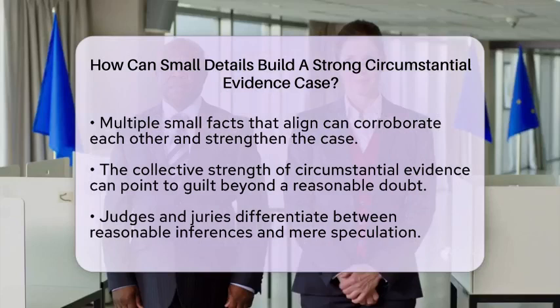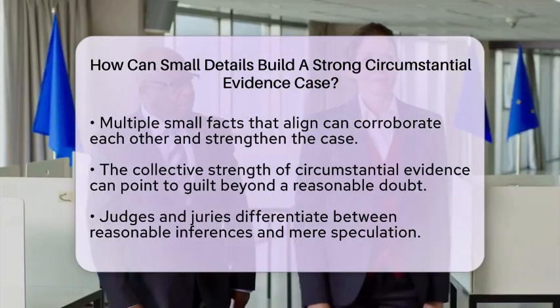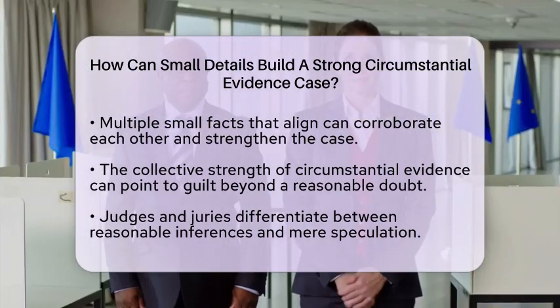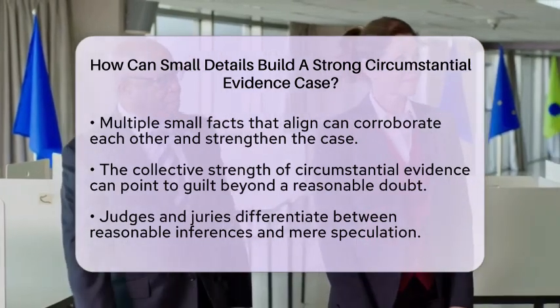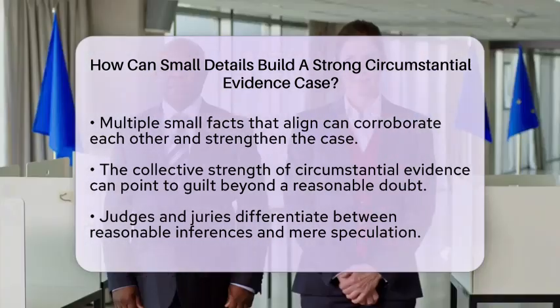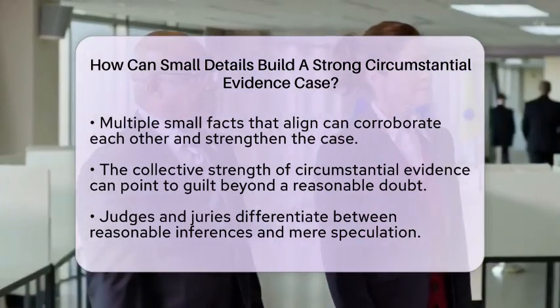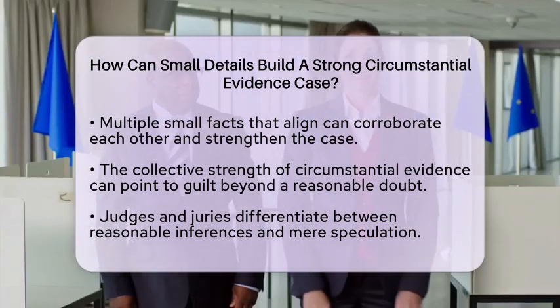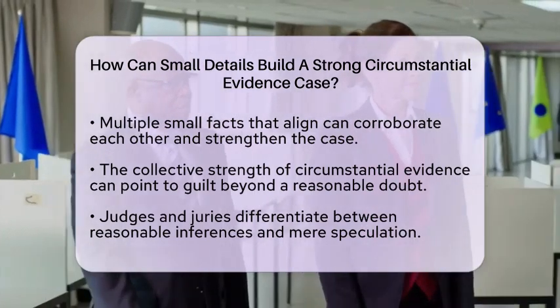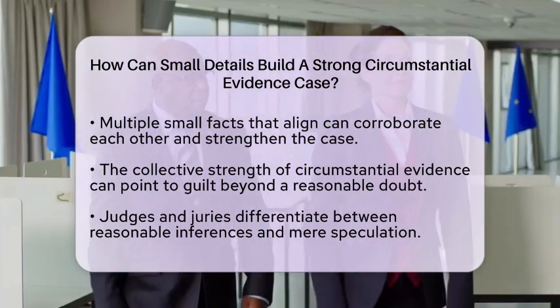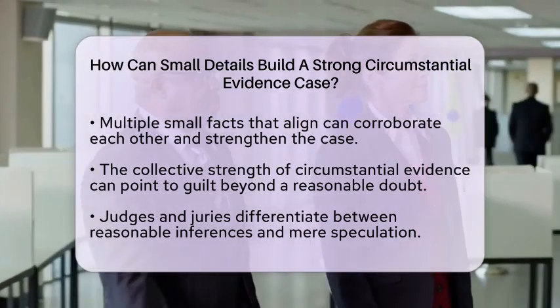Moreover, when multiple small facts align, they can corroborate each other. This reduces the chance of coincidence or innocent explanations. The strength of a circumstantial case increases as these details collectively point to one logical conclusion, often guilt beyond a reasonable doubt. Judges and juries use logic and common sense to separate reasonable inferences from mere speculation.